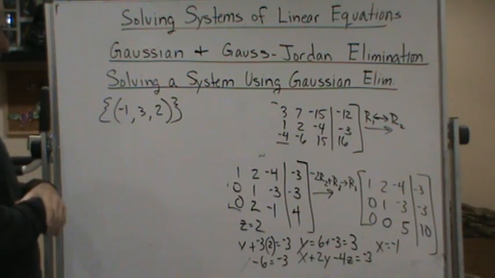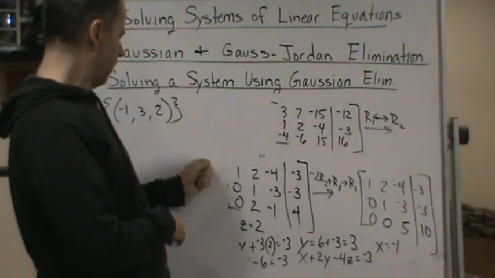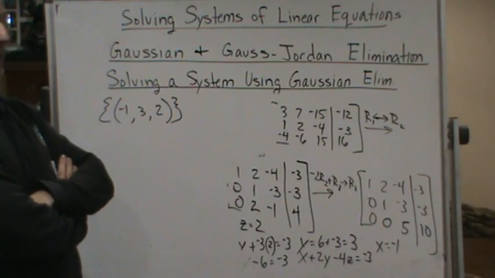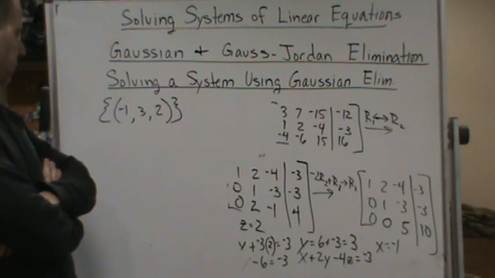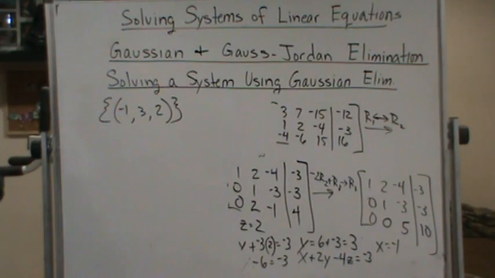So the solution is one triple, one point of 3 planes, right? Remember, each one of those equations in 3 unknowns represents a plane, right? And so this is saying that the planes intersect at 1 point. Okay, and that's the solution set. Not bad. And that's how you do Gaussian elimination. Practice.